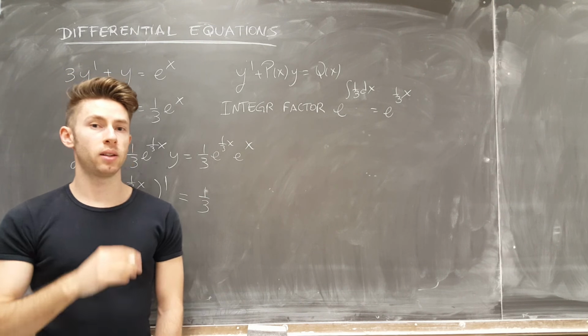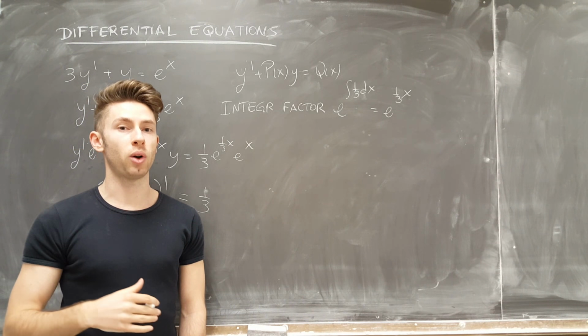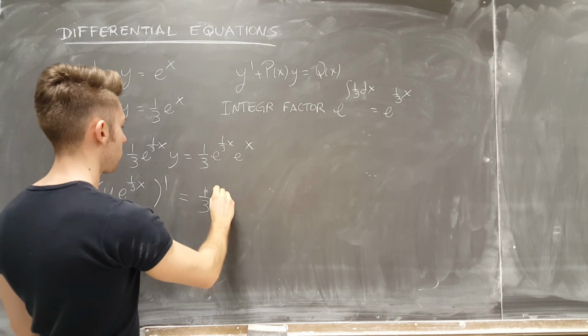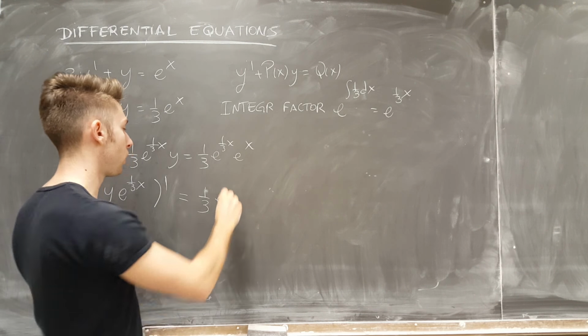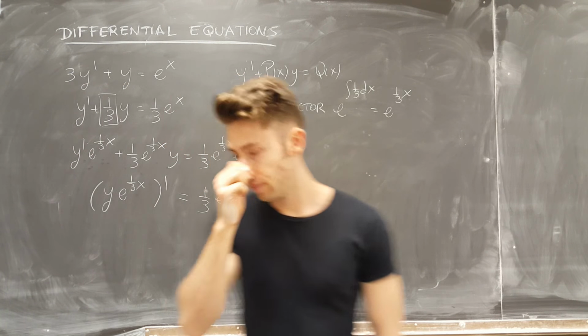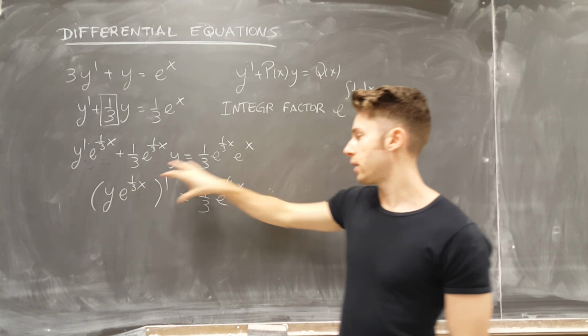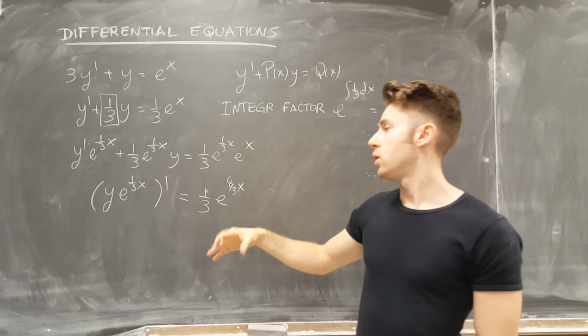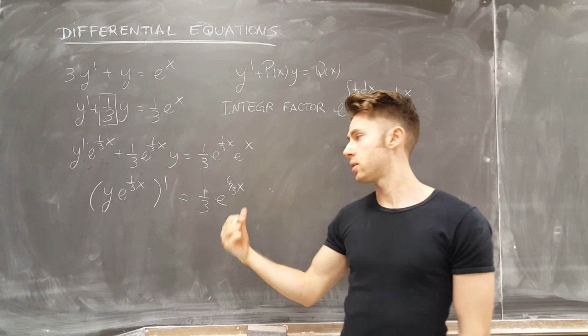Anyways, so this is the derivative of this function, and then here we can combine these two exponentials. Remember that when you have the product of two exponentials with the same base, then you add the exponents. So here we have 1/3 plus 1, which is 4/3 x. Now we have the derivative of something, it's equal to a function of x. So we know that this function here is going to be given by the integral of this.